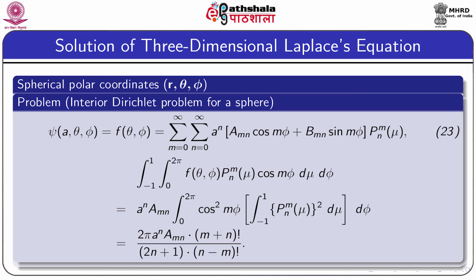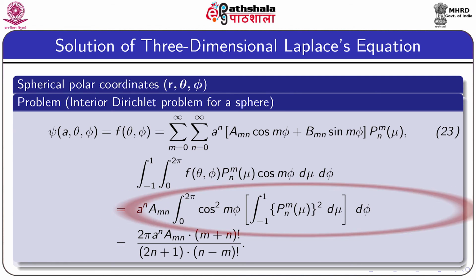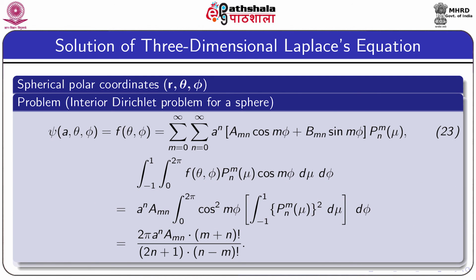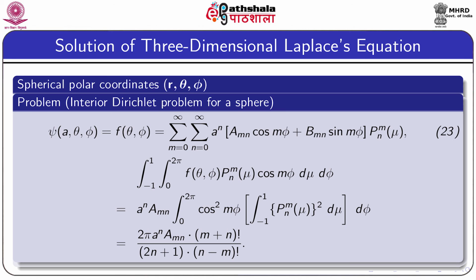So, we get the integration from minus 1 to 1, 0 to 2 pi of f P n m mu cos m phi d mu d phi is equal to 2 pi a to the power n a mn times (n plus m) factorial divided by (2n plus 1)(n minus m) factorial. So, from this equation we can obtain the value of a mn easily.